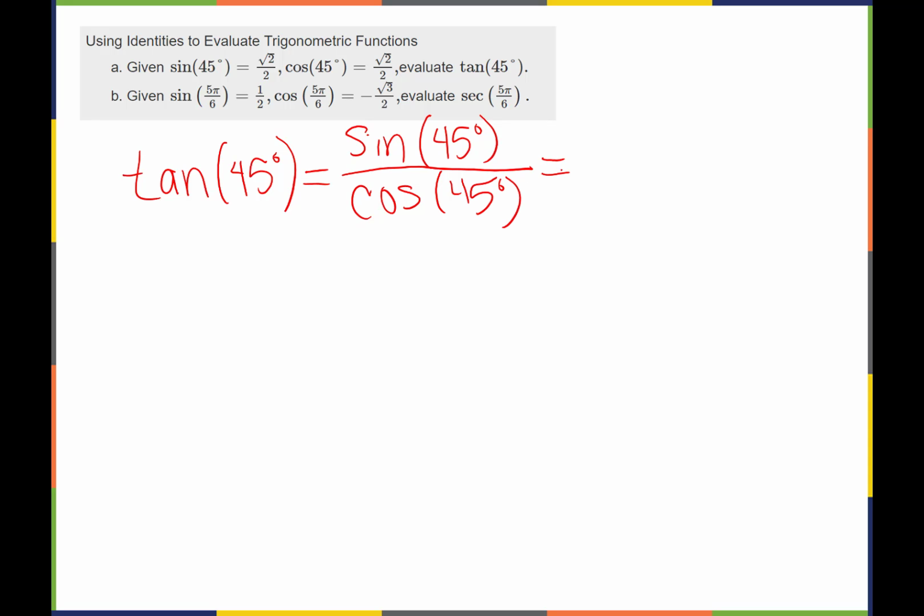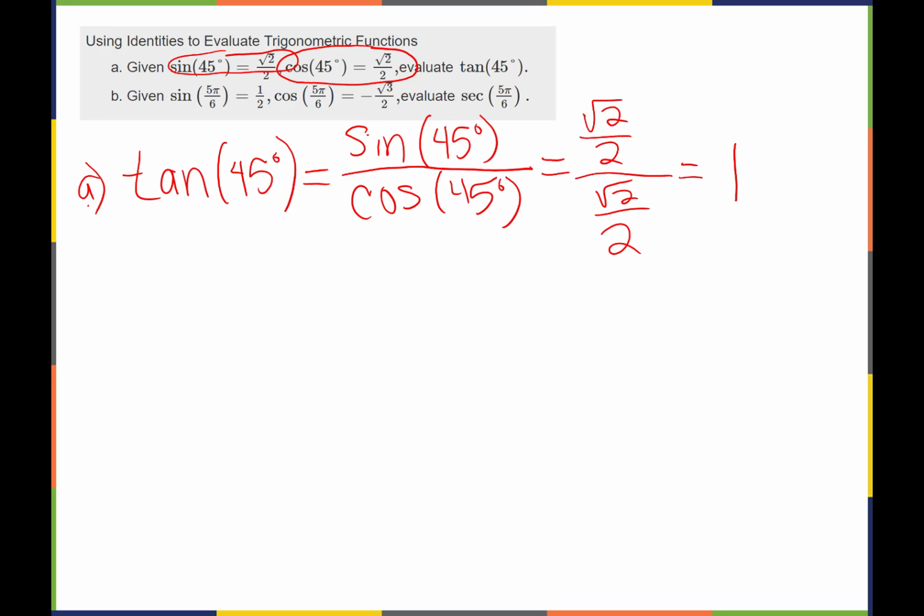They give us in the problem that sine of 45 degrees is the square root of 2 over 2 and cosine of 45 degrees is the square root of 2 over 2. So I'm going to plug that in. If we have a fraction and the numerator is equivalent to the denominator, if it's the same thing on the top and the bottom, that's equal to 1. So we can say that the tangent of 45 is equal to 1.